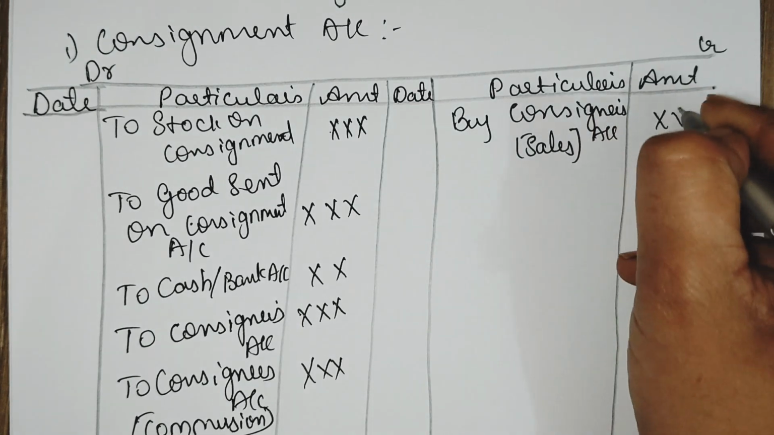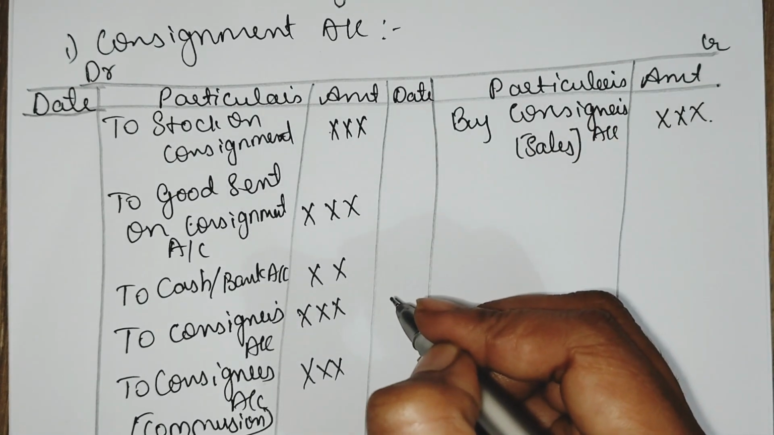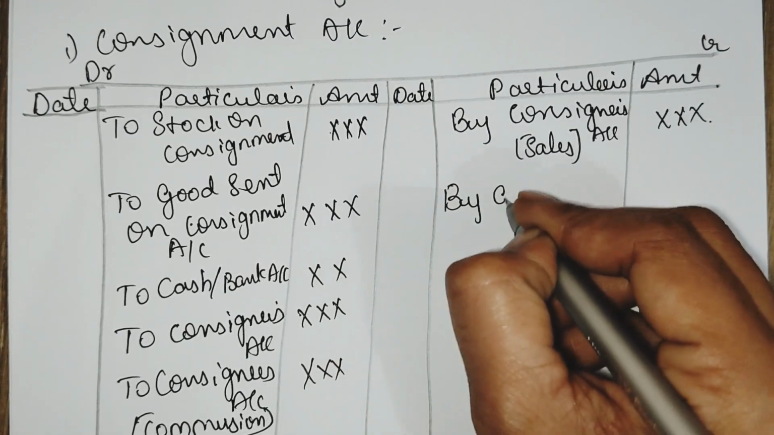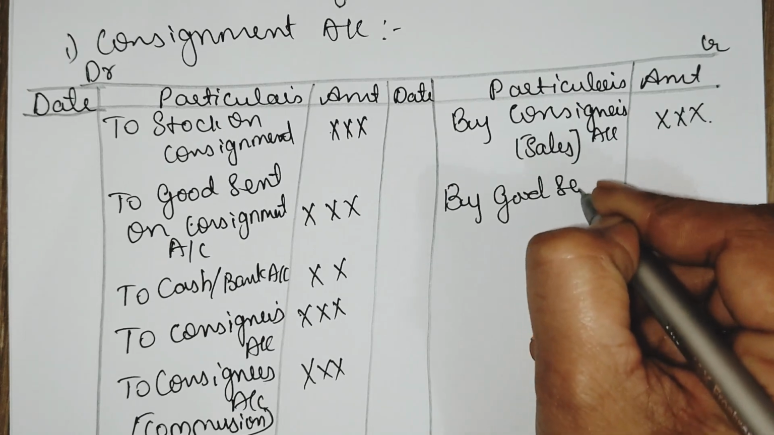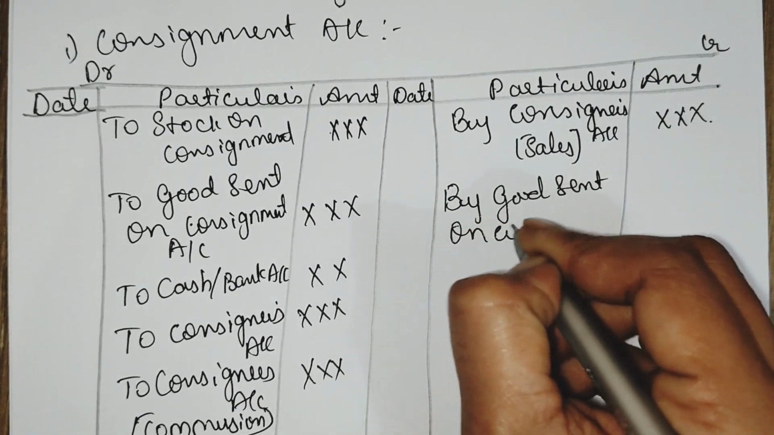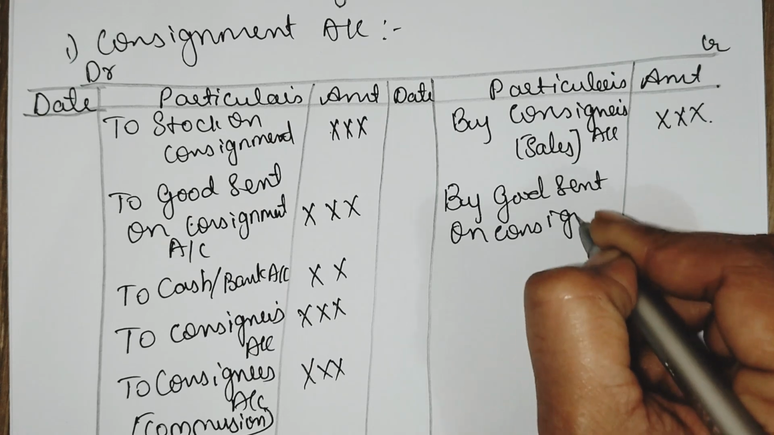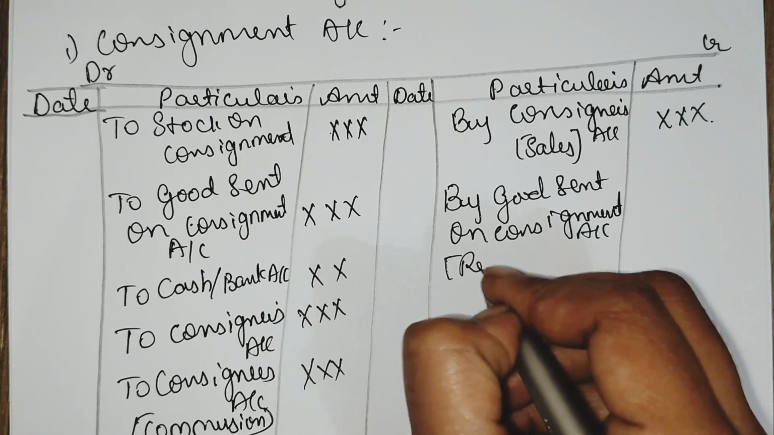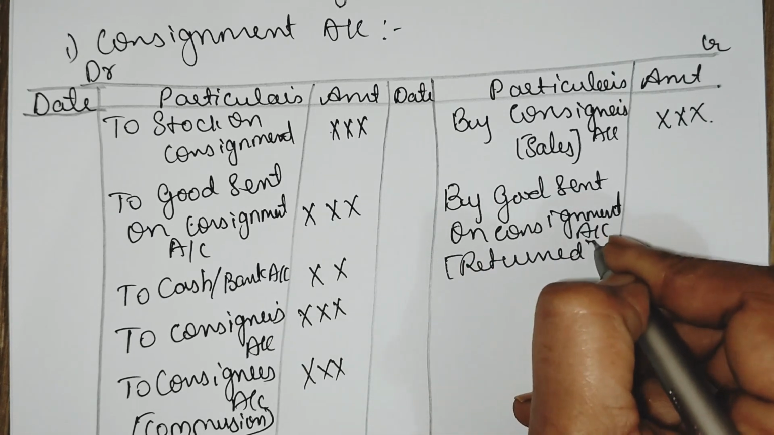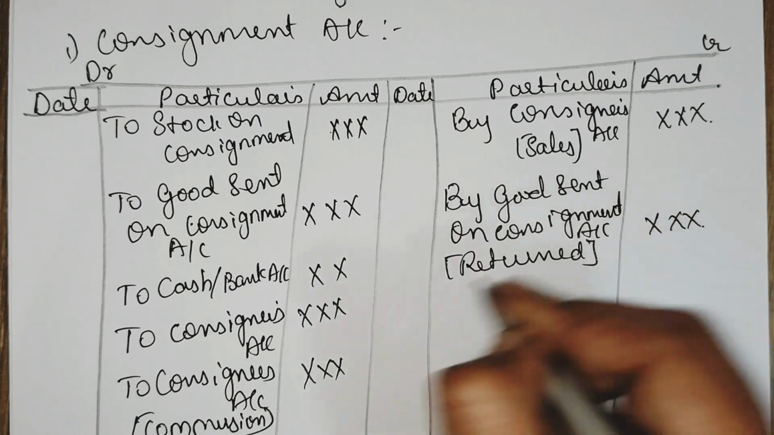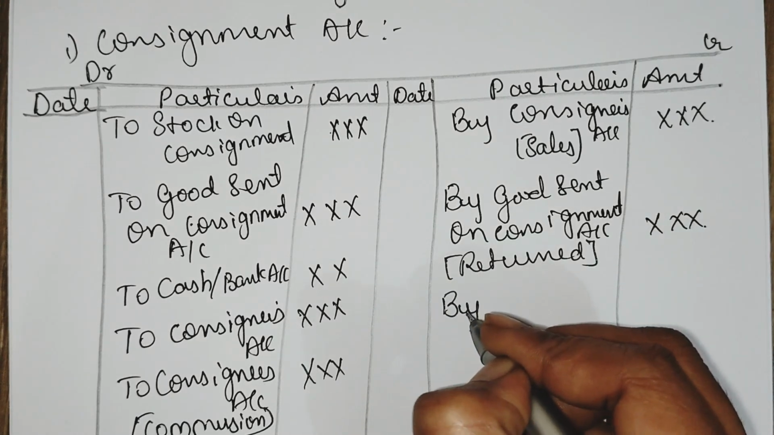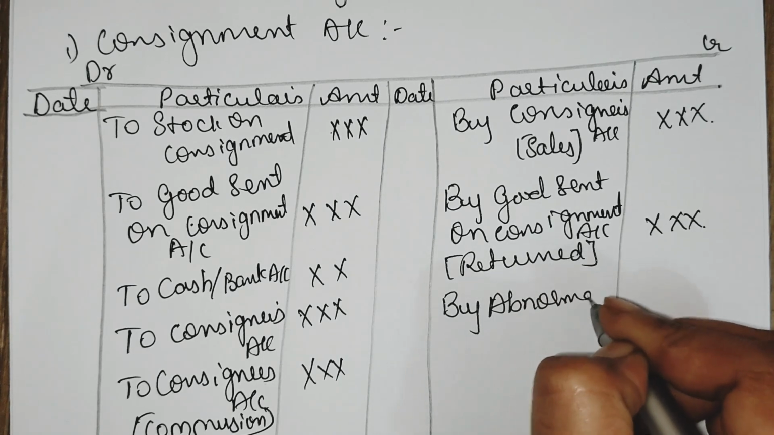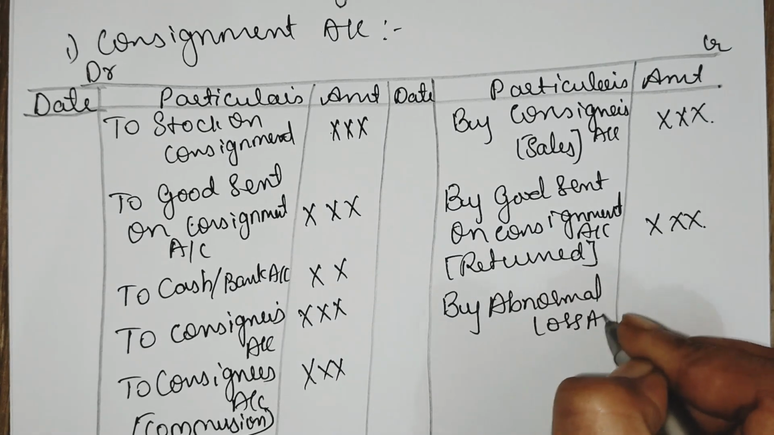Sales we credit, and any goods returned by the consignee will be recorded on the credit side, by goods sent on consignment account, returned by the consignee. Then, in case of any abnormal loss, normal loss we do not record. Only the abnormal loss we record. That is by abnormal loss account.